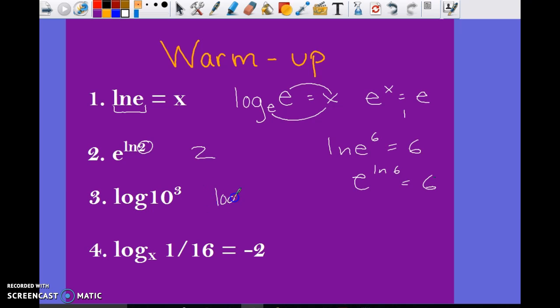So we've got log base 10, 10 to the 3rd. I'm going to add a little x. 10 to the what gives you 10 to the 3rd? Well, 10 to the 3rd gives you 10 to the 3rd. One more. X to the negative 2nd gives you 1/16. Well, we know that 4 squared gives us 16, so 4 to the negative 2nd would also give you 1/16. Okay, those negative exponents, pop that down below.